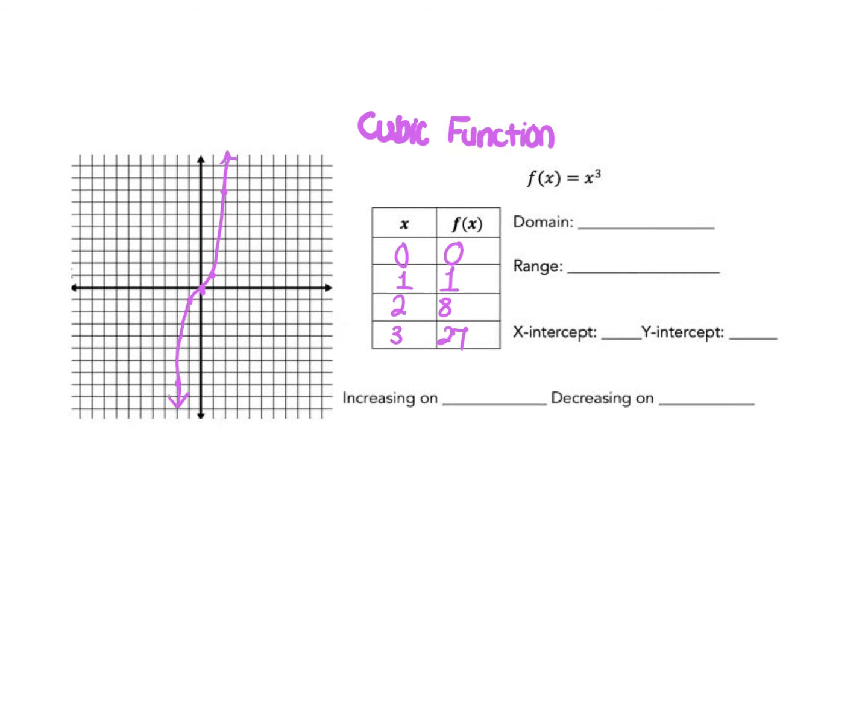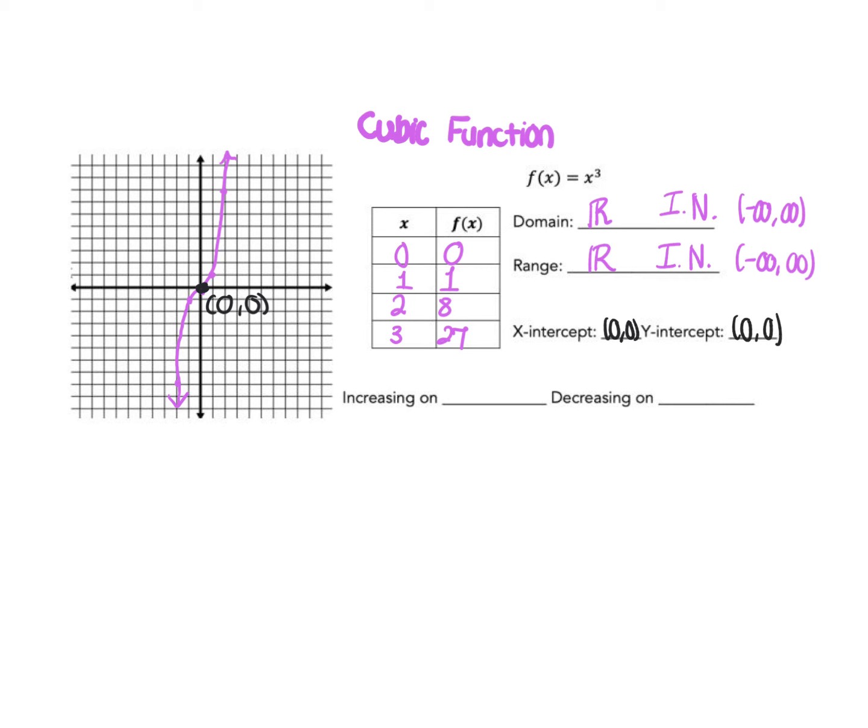The domain is all real numbers. So in interval notation, that would be negative infinity to positive infinity. And then the range is also all real numbers. In interval notation, that would be negative infinity to positive infinity. Your x and y intercept is here. That's 0, 0. And then your graph is increasing on negative infinity to positive infinity, and it's decreasing never.